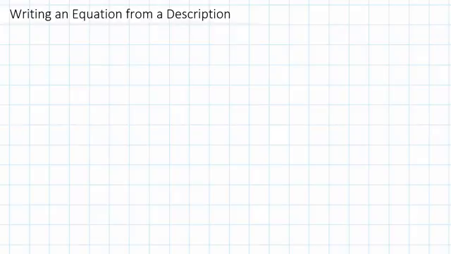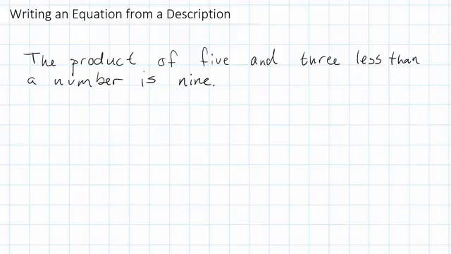Now, the easiest way to describe an equation is in terms of algebra, but sometimes we choose to describe an equation in words. When that happens, we need to be able to take those words and translate them back into the equation. So suppose we're told the product of 5 and 3 less than a number is 9.